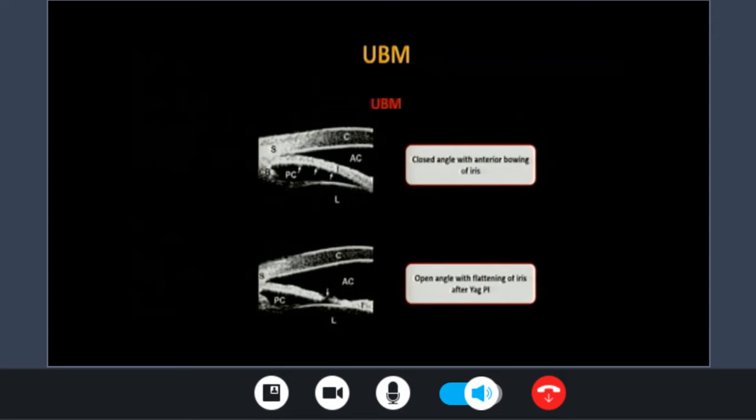This is another example showing us closed angle with anterior bowing of the iris, pupillary block, and that's after YAG peripheral iridotomy. You can see that the anterior bowing of the iris is relieved by the peripheral iridotomy. Again, you need to see the anatomic landmarks. That's what? The scleral spur, and that's the iris. That's the posterior chamber. And you can see here in patients who are having intermittent pupillary block, for example, that the space of the posterior chamber or the sulcus is widened or enlarged here.